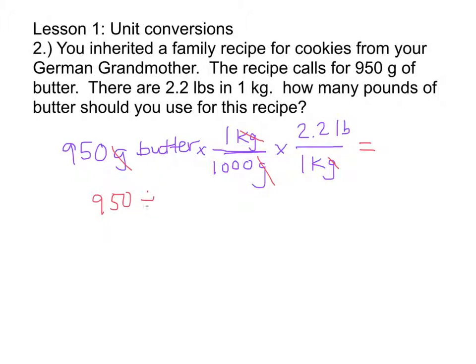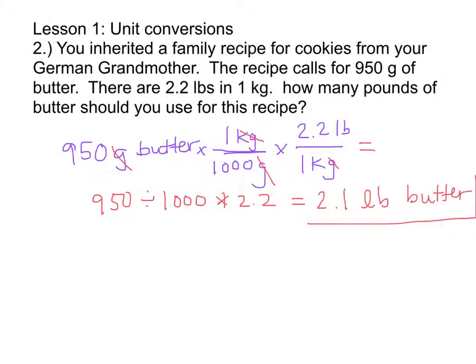950 divided by 1,000 times 2.2. And if you do that, you'll get that your answer is 2.1 pounds of butter. All right, and again, we started off with 2 significant figures, so we need to end with 2 significant figures.